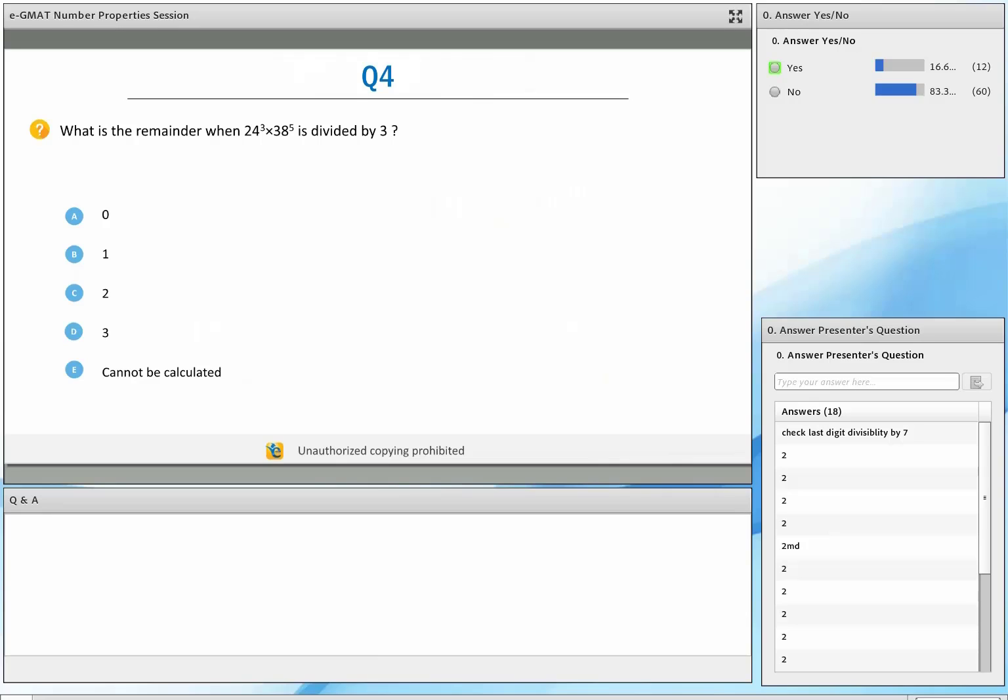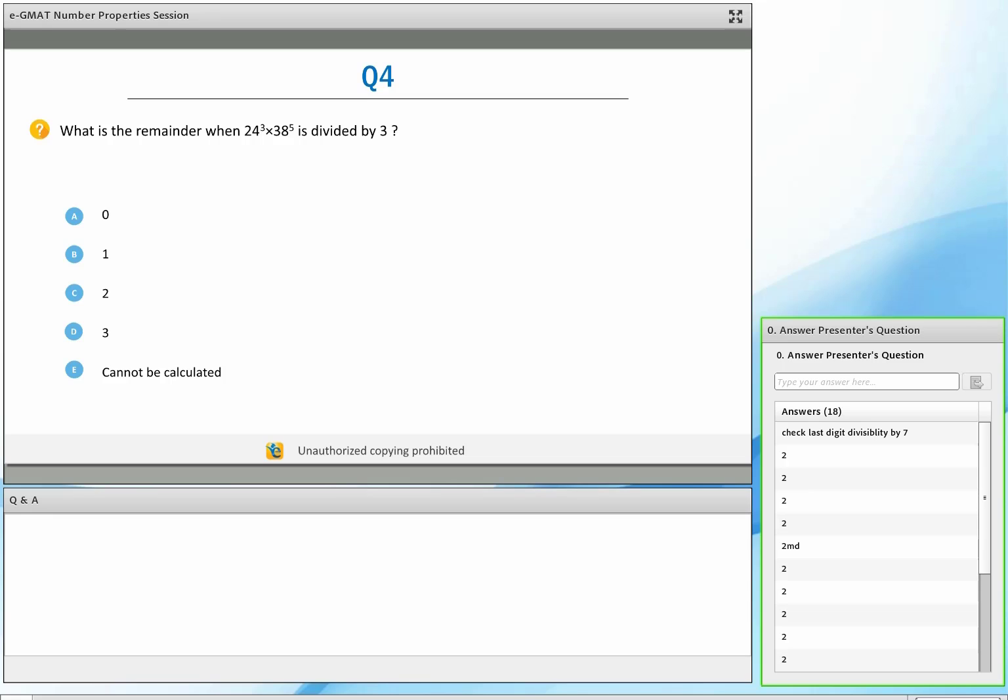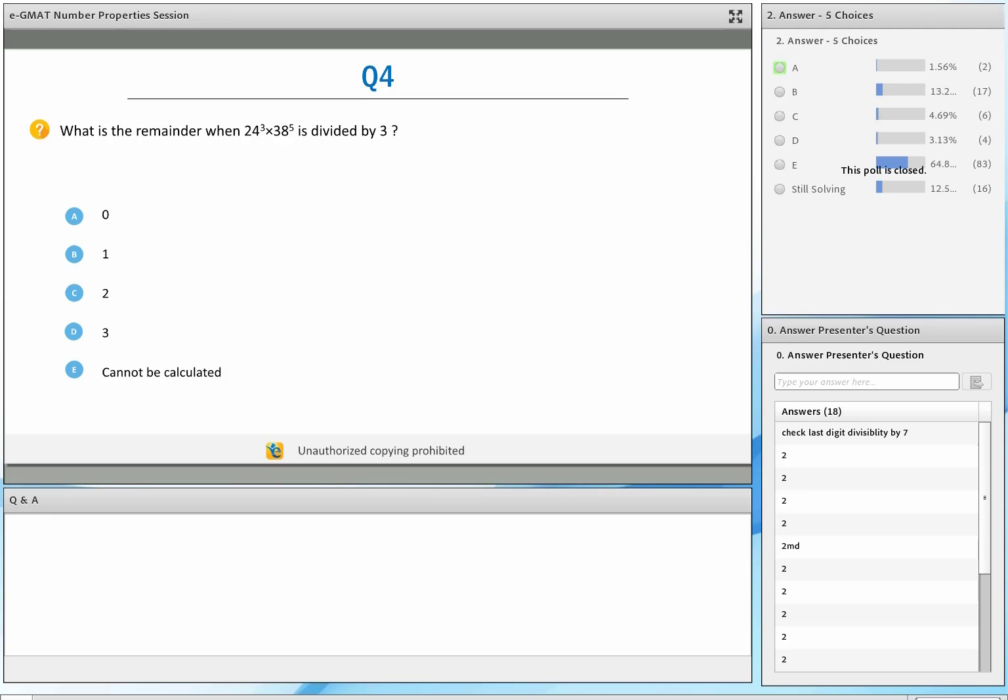Now let's solve this particular question. I'm going to give you the poll. Let's utilize this poll right now. Okay, please click on still solving.